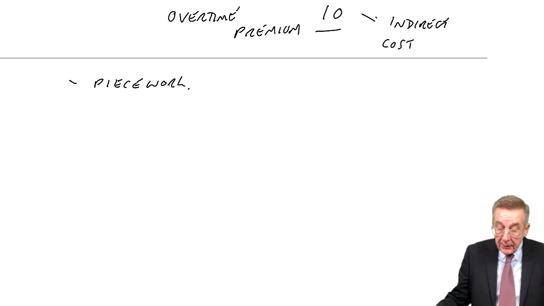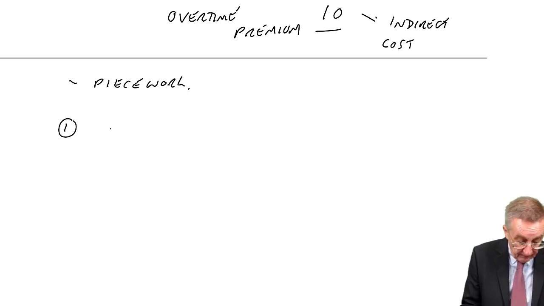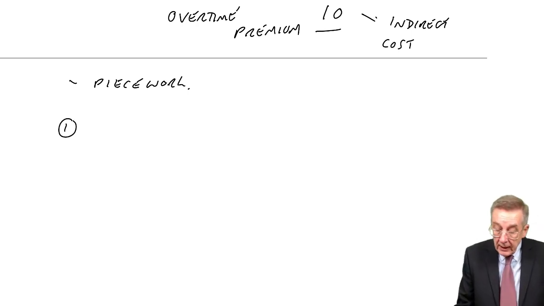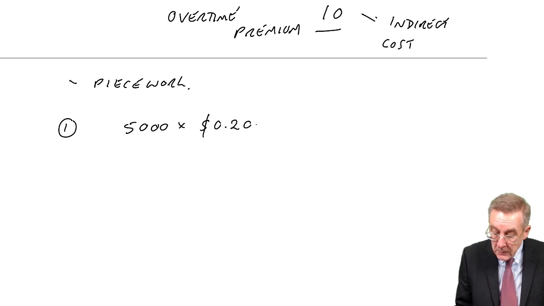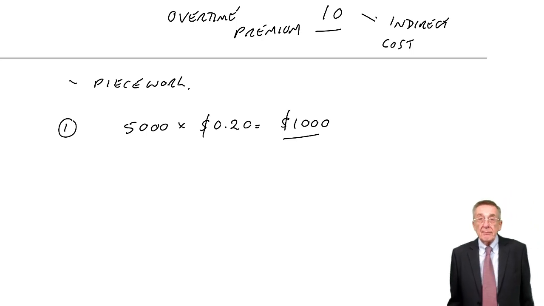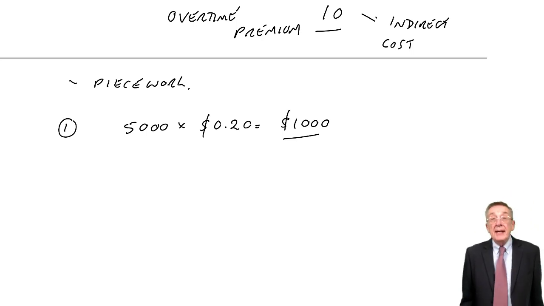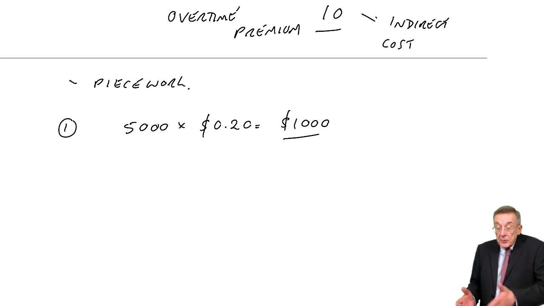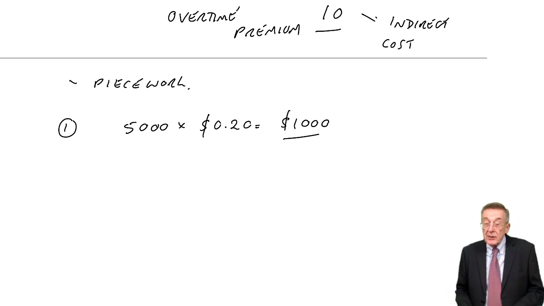In week 1, they produced 5,000 units. Well, fine. We're paying them at the rate of 20 cents a unit. They'll be paid 1,000. We have guaranteed that they'll be paid a minimum of $7.50. Well, 1,000's more. So that's how much they'll be paid.